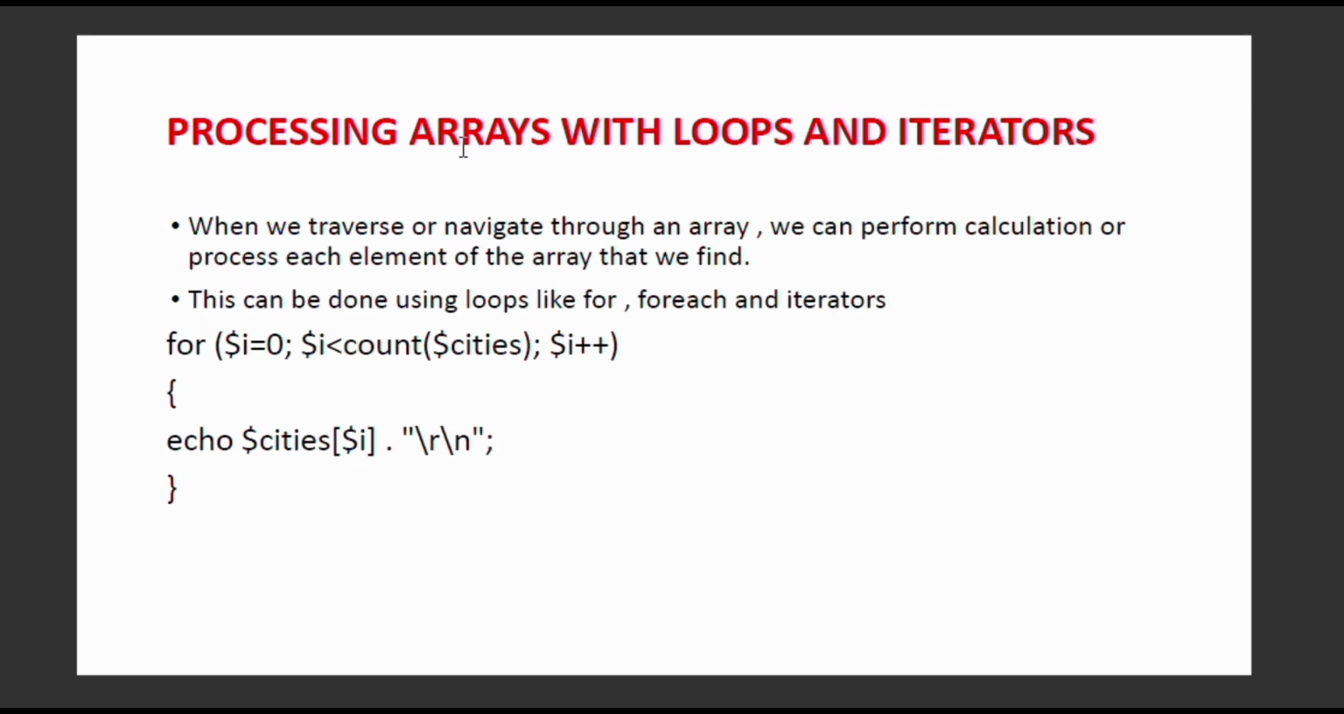Our next topic is processing arrays with loops and iterators. Here you can see, when we traverse or navigate through an array, we can perform a calculation or process each element of an array that we find. This can be done using loops like foreach, and iterators. Here is a syntax for loop. Here you can see we can initialize, give the condition and the updation, and inside we can print the arrays.